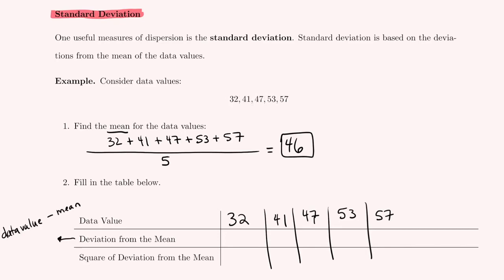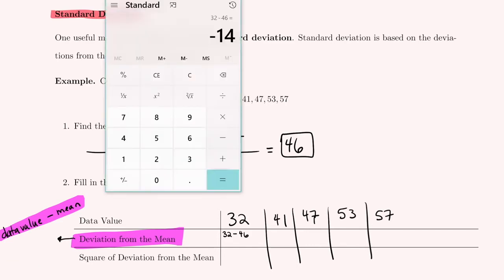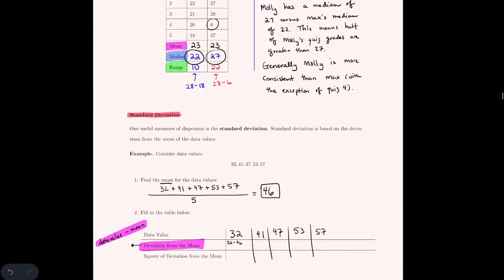So next up, we need to calculate the deviation from the mean. And your formula for the deviation from the mean will always be the data value minus the mean. So to figure out our entry here, I would take the data value of 32 minus the mean of 46, type that into the calculator, and we get the deviation from the mean is negative 14.